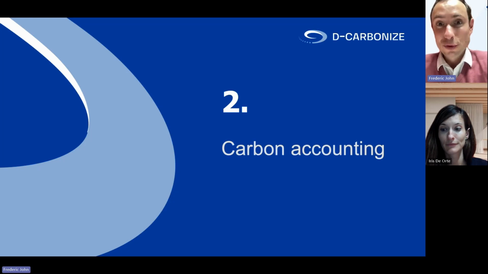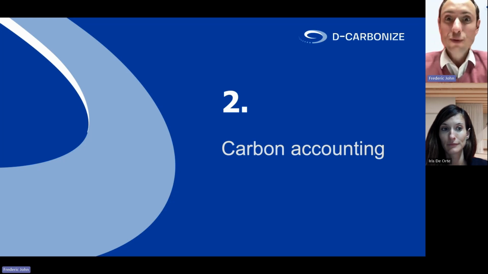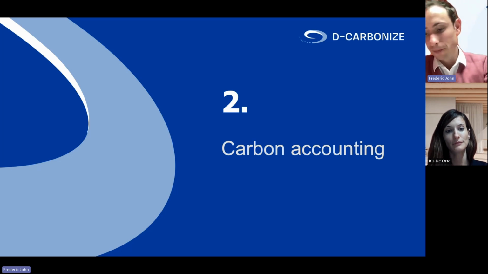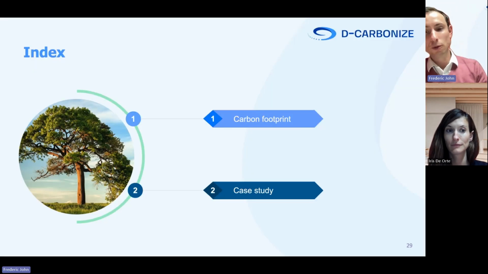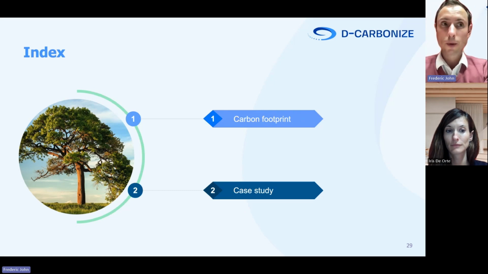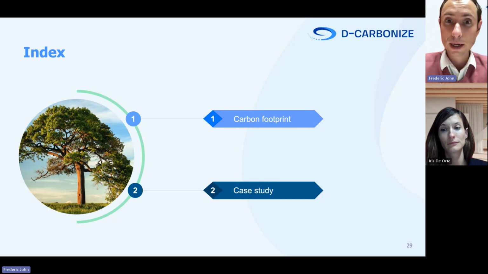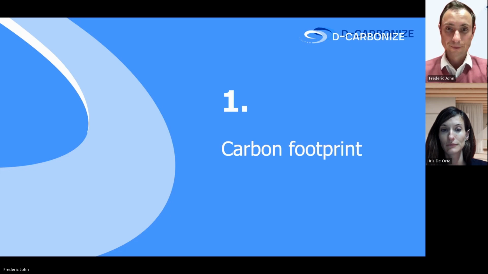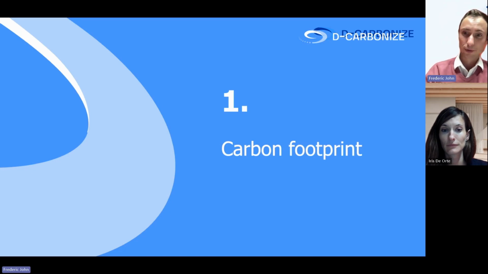Now, let's go to carbon accounting: how to measure CO2 emissions. Let's start first with a bit of theory, and then I'll show you a case study. What I will show you is what it looks like in our product to measure your CO2 emissions and to handle a carbon strategy. So first, the carbon footprint.